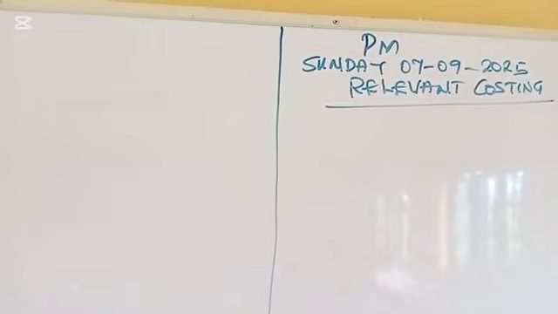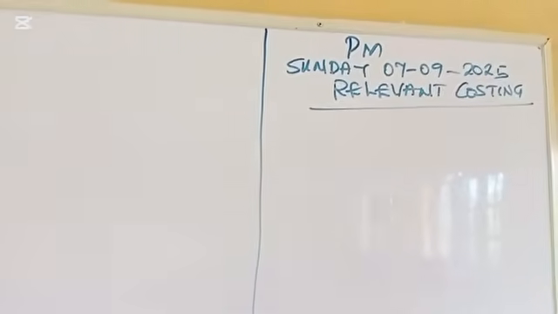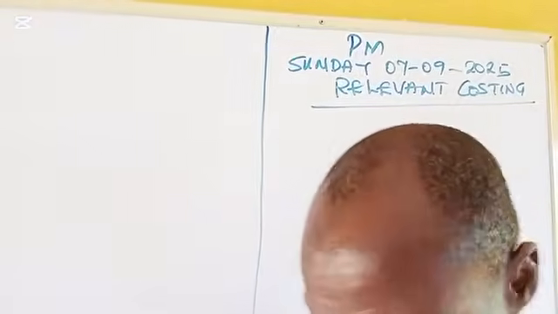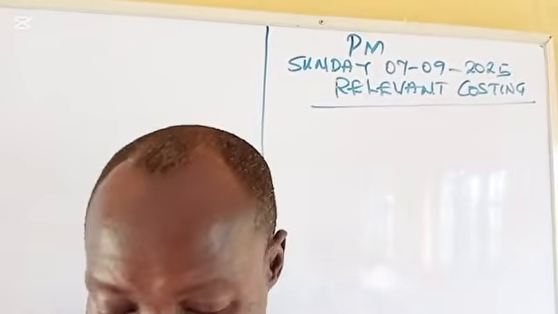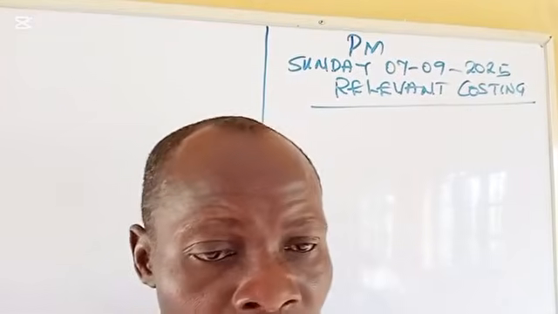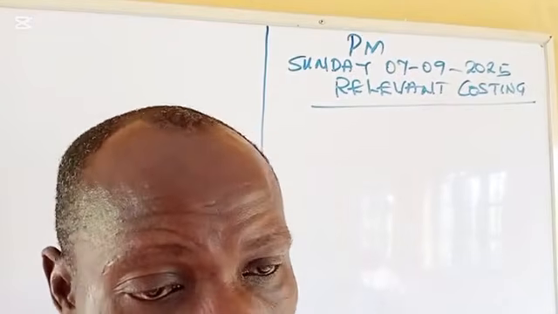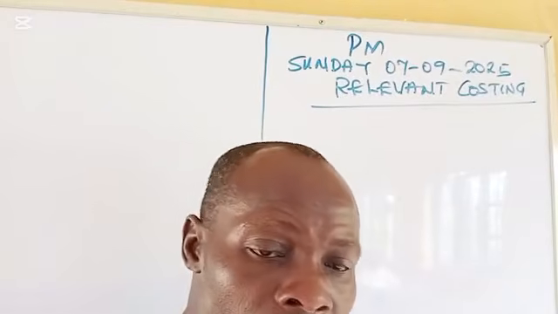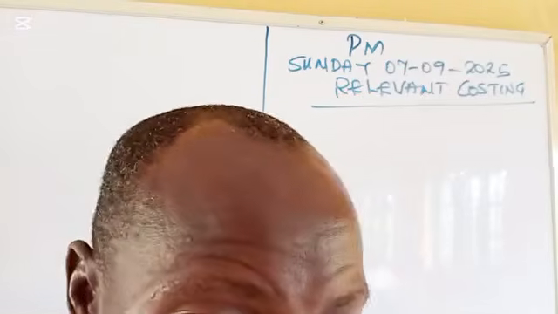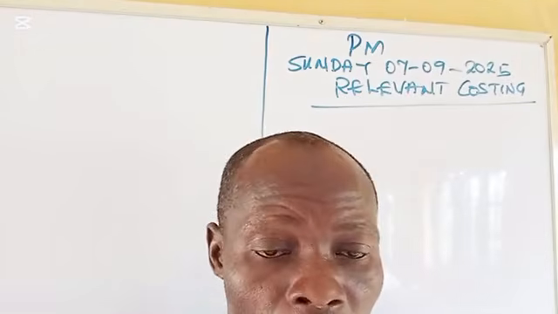Relevant costs are differential future cash flows that arise in direct consequence of a decision.